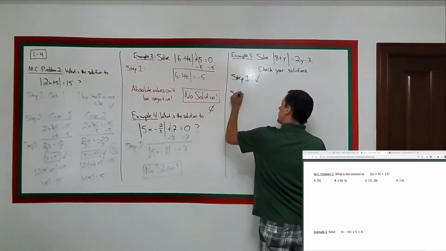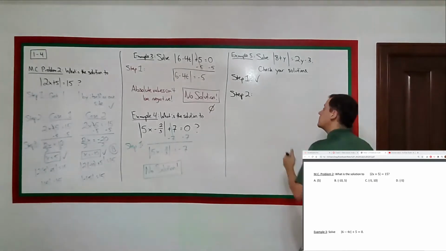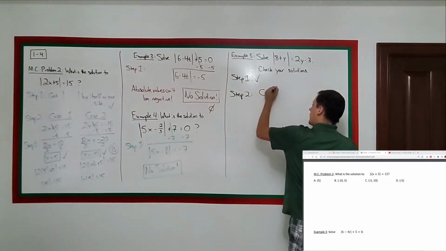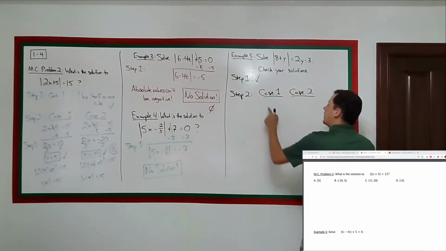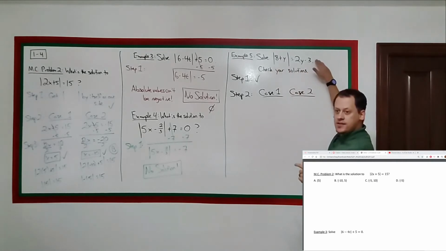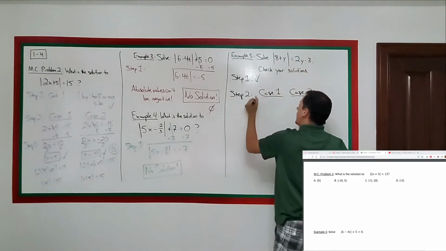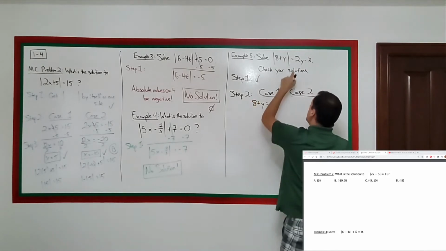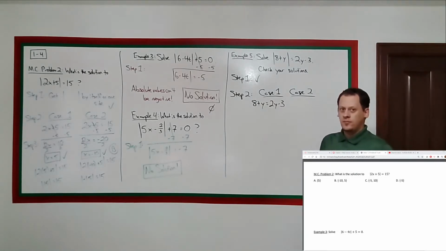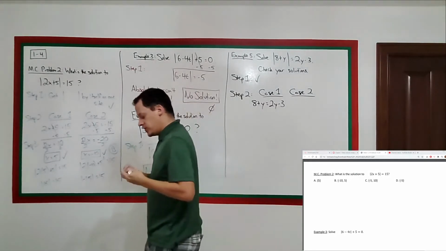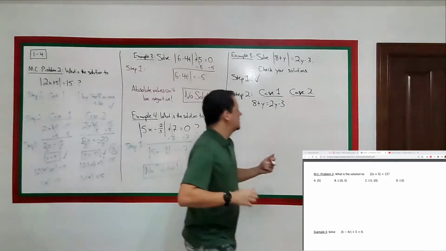Step 2. Step 2 is to write case 1 and case 2. Case 1 is exactly what we see here, but without the bars. So this is just 8 plus y equals 2y minus 3. And I'm actually going to write case 2 in a different color, just to make it easy to see the difference.